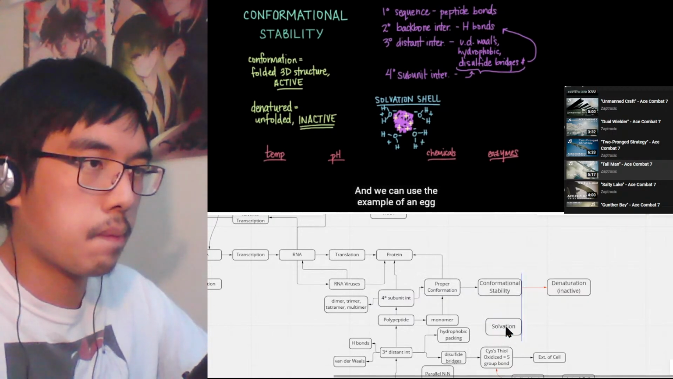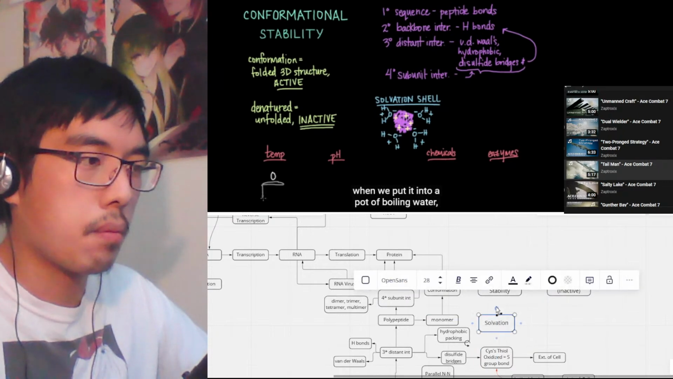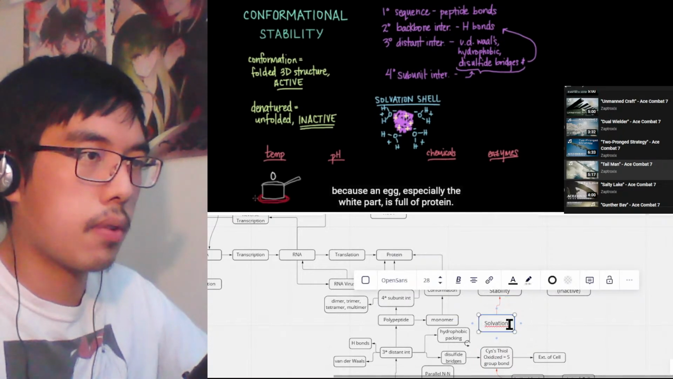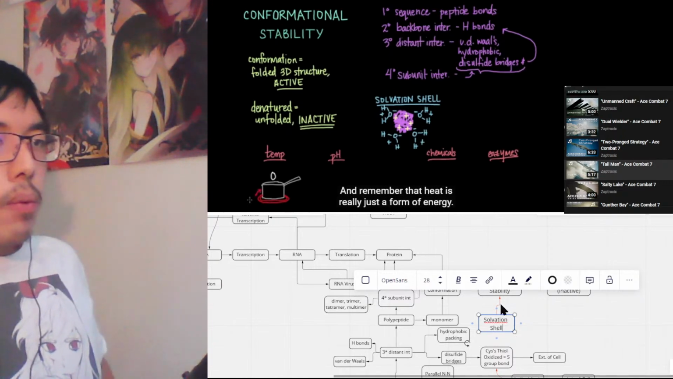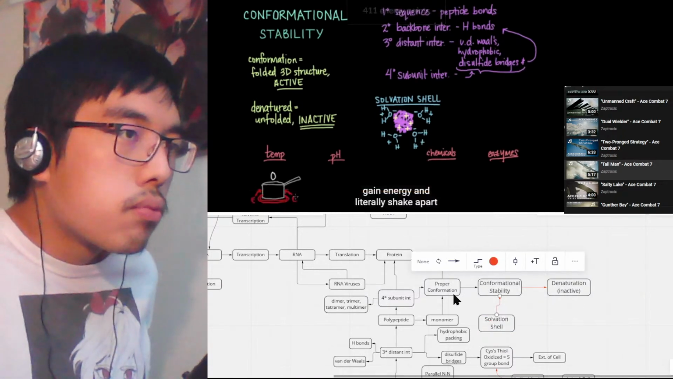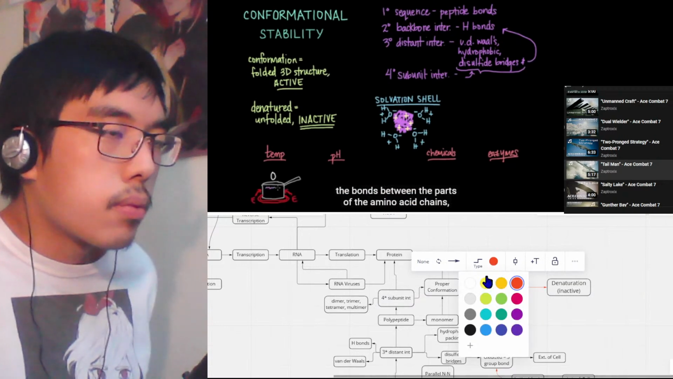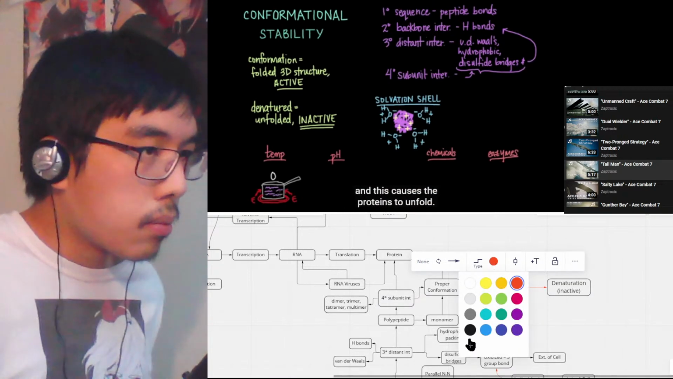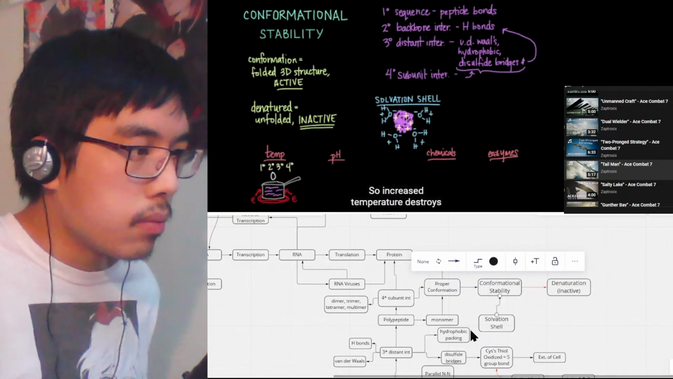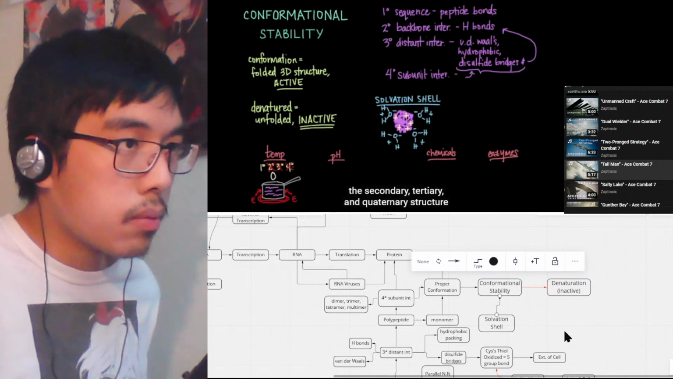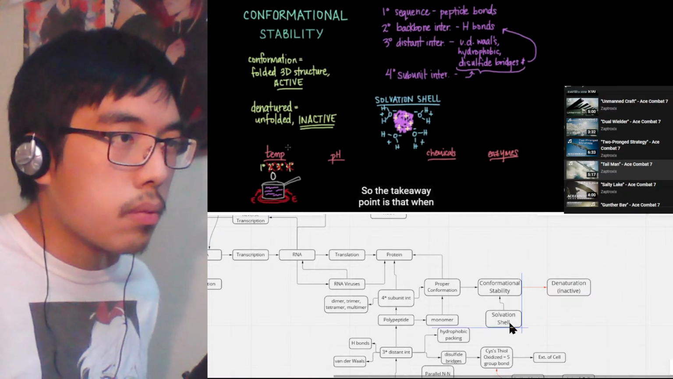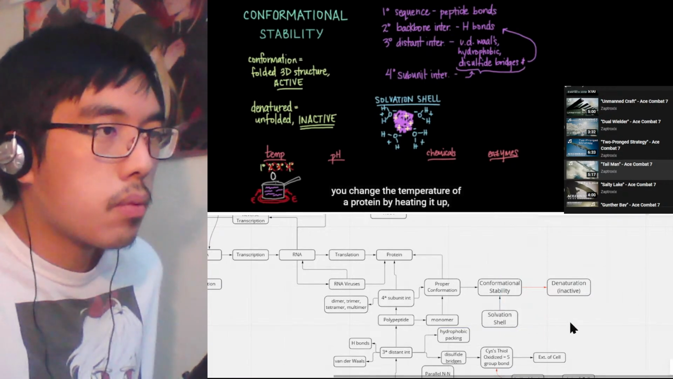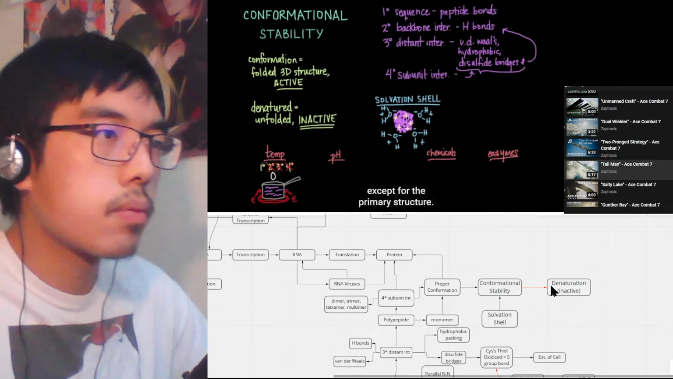And we can use the example of an egg when we put it into a pot of boiling water, because an egg, especially the white part, is full of protein, and this pot of boiling water is representing heat. And remember that heat is really just a form of energy. So when you heat an egg, the proteins gain energy and literally shake apart the bonds between the parts of the amino acid chains, and this causes the proteins to unfold. So increased temperature destroys the secondary, tertiary, and quaternary structure of a protein, but the primary structure is still preserved. So the takeaway point is that when you change the temperature of a protein by heating it up, you destroy all of the different levels of protein structure except for the primary structure.